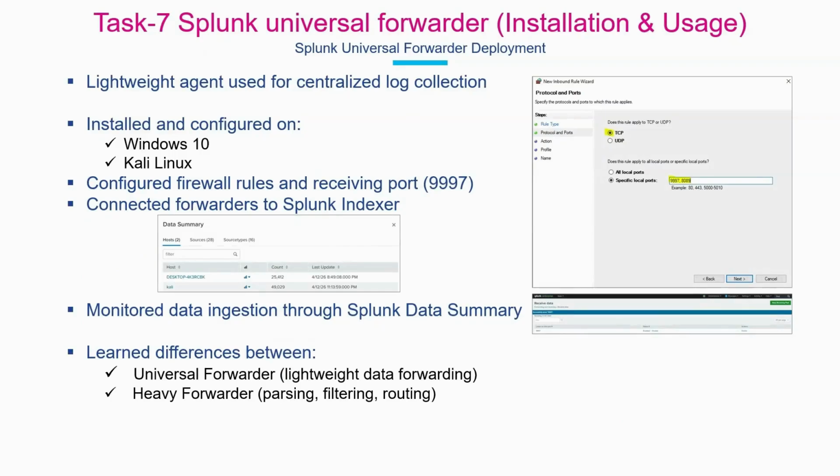Task 7 was regarding Splunk Universal Forwarder installation and usage. We installed and configured the Splunk Forwarder on Windows 10 and Kali Linux machines. We configured firewall rules and receiving ports. We connected forwarders to Splunk indexers. We monitored data ingestion through Splunk data summary on our server machine. We learned the difference between universal forwarder and heavy forwarder.